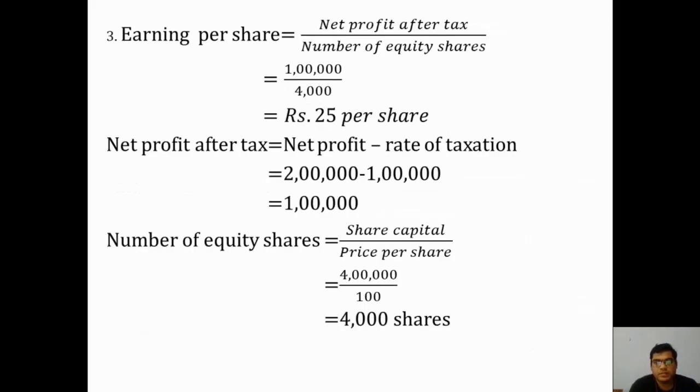Next is earning per share. The formula for earning per share is net profit after tax divided by number of equity shares. In this problem, the net profit after tax is 1 lakh rupees and the number of equity shares are 4,000 shares. So 1 lakh divided by 4,000, the answer we get is rupees 25 per share.